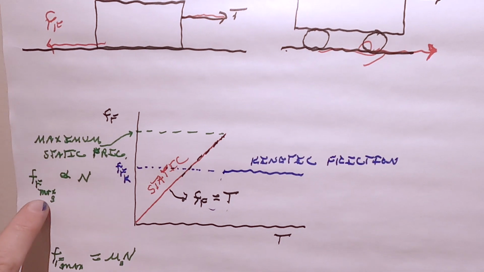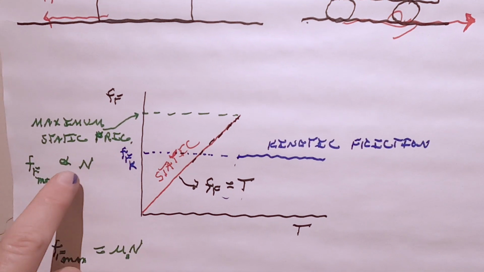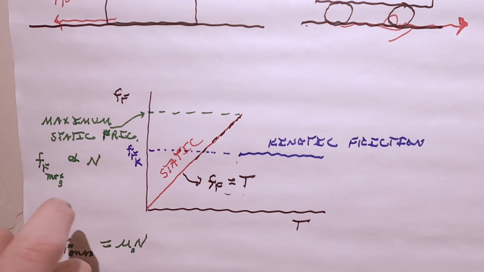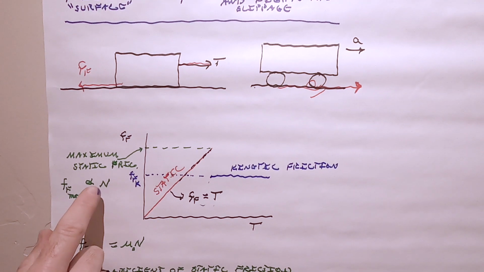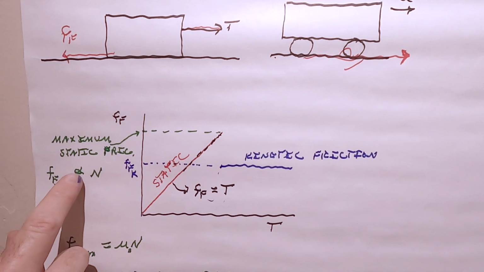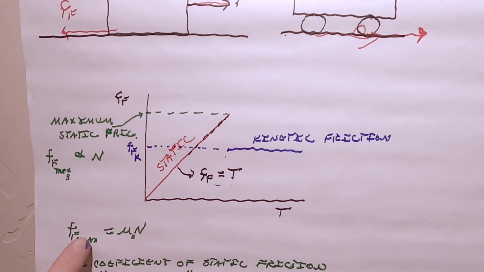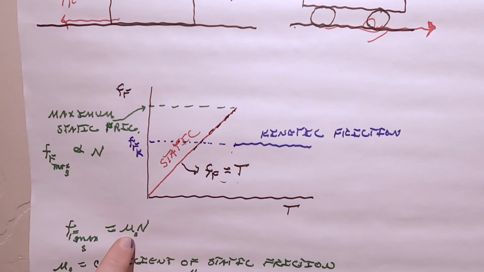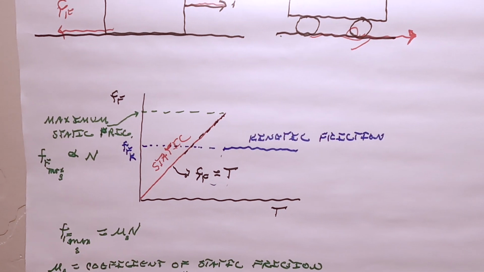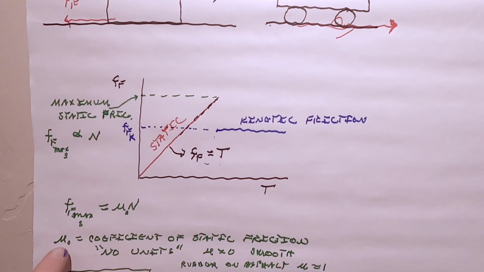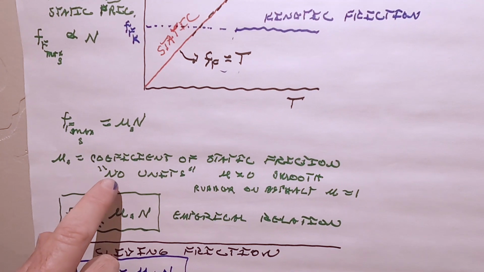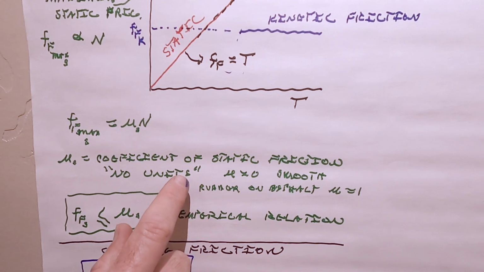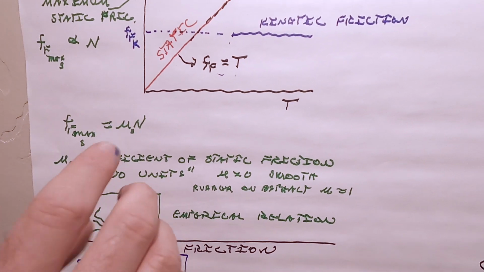And it just so happens that that is dependent on the normal. It's proportional to the normal force, the same normal force that we have for that surface. And if we're going to say it's proportional, that must mean it's equal to some constant times the normal. We call that constant the coefficient of static friction. There are no units on this number. It's like 5 or 6 or 0.